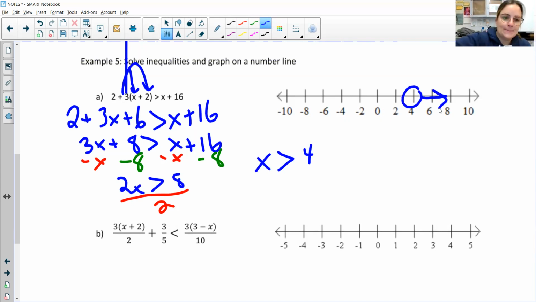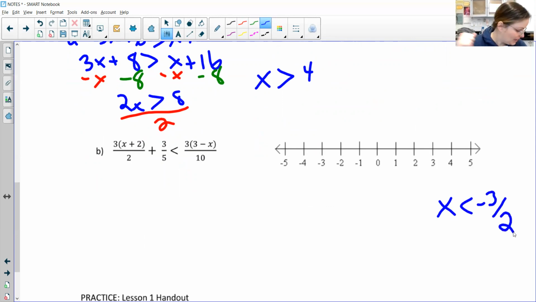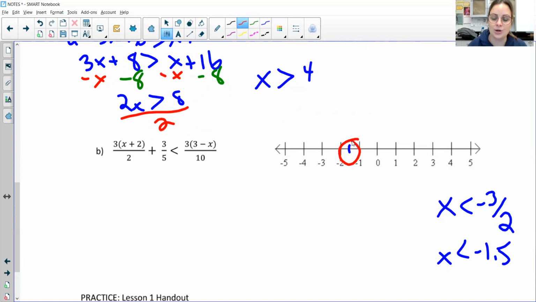I want you to pause the video and try B. The answer you should have got is that x has to be less than -3/2. Right, so -3/2 is the same thing as -1.5. So you find where -1.5 is, it's roughly there. This is not precise graphing, obviously. You are going to circle that important point. You are not going to fill it in because it cannot be equal to -1.5. And then because it's less than, you're going to draw your arrow in this direction.